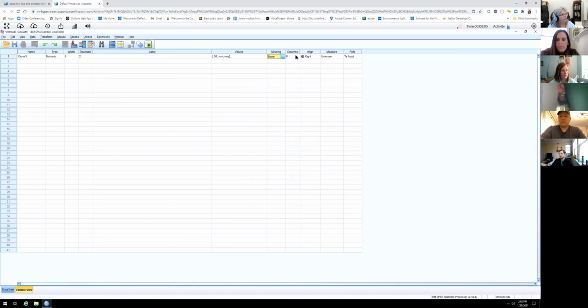And then the rest are just columns: how large is the column, how do you align the data? This is the aesthetics. You should ignore measure. You've learned about nominal, ordinal, and scale, which means interval or ratio here. You don't need to put that in. And when you work with data sets, which we're going to in a minute, do not rely on this, because students have gone in there and changed this, and it has no impact on the program or on the analysis we're going to do. And the same thing here, you do not need to bother with this role right now.